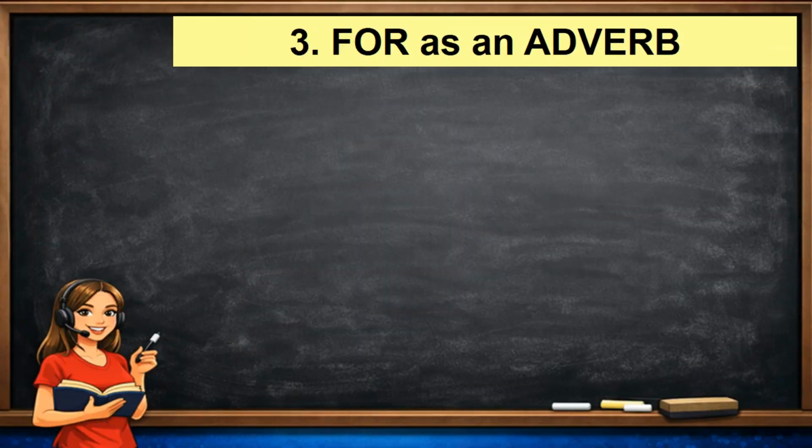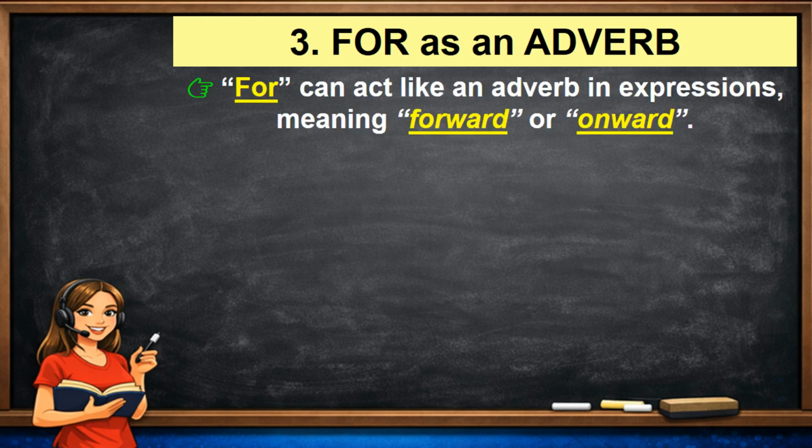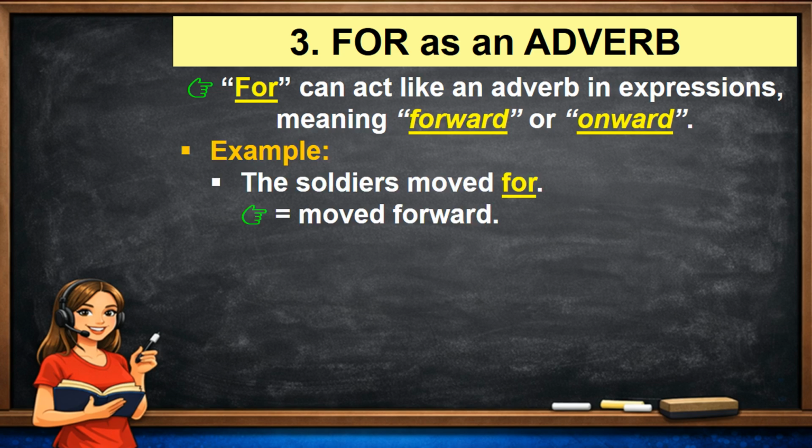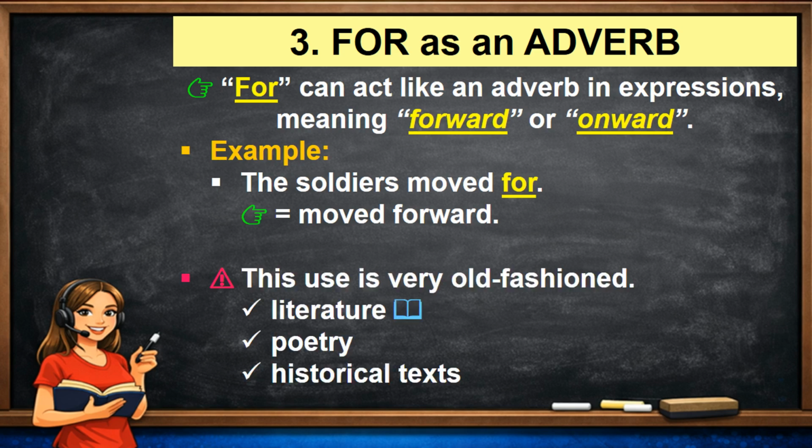3. For as an adverb. Okay, this one is rare but interesting. For can act like an adverb in expressions, meaning forward or onward. Example, the soldiers moved for, in this sentence, for means moved forward. But honestly, this use is very old-fashioned. You'll mostly see it in 1. Literature, 2. Poetry, and 3. Historical texts. So don't worry too much about using it, just recognize it.